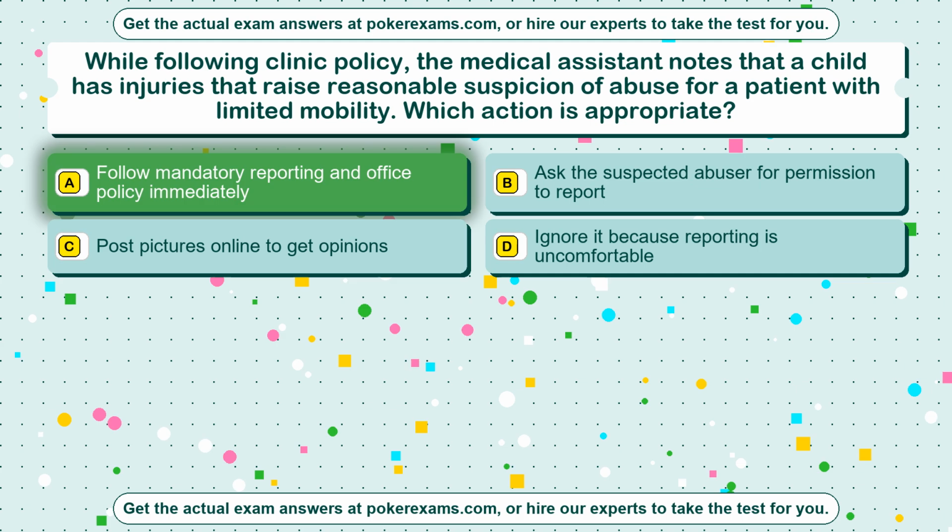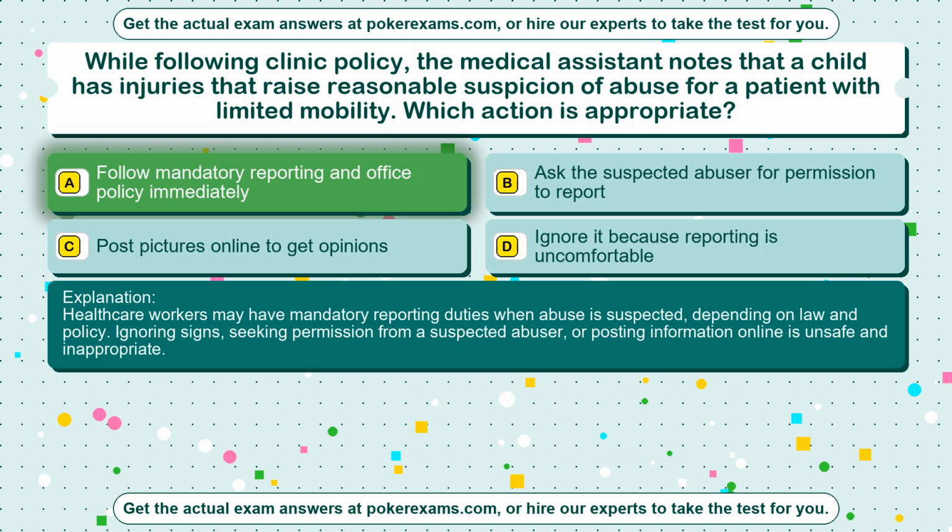Option D, ignore it because reporting is uncomfortable. The correct answer is option A, follow mandatory reporting and office policy immediately. Healthcare workers may have mandatory reporting duties when abuse is suspected, depending on law and policy. Ignoring signs, seeking permission from a suspected abuser, or posting information online is unsafe and inappropriate.